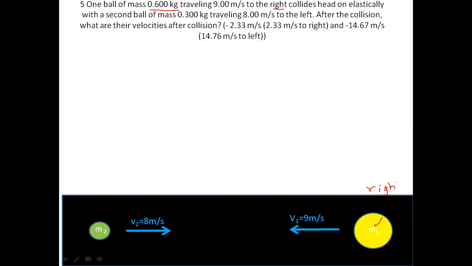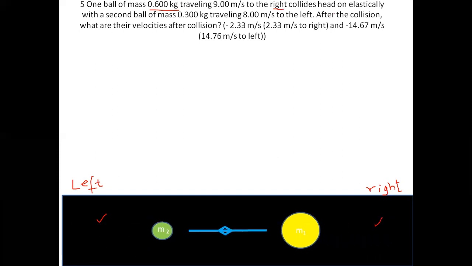And in the next case, he says that it is a head-on collision with the second ball of mass 0.300 kilogram traveling with 8 meter per second. That means we are talking about this ball, and it is to the left of the screen. So let us write down left over here. So it is clear where the balls are situated: this is the right and this is the left on your screen. It has a velocity of 8 meter per second. Now he says they collide. Let's collide them.